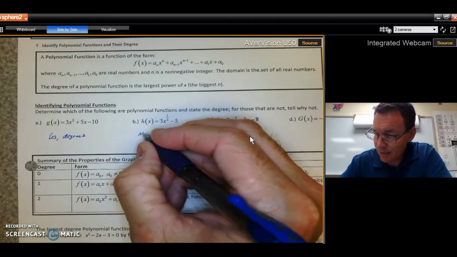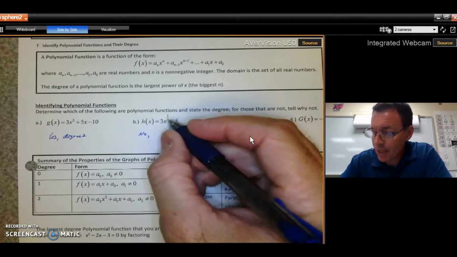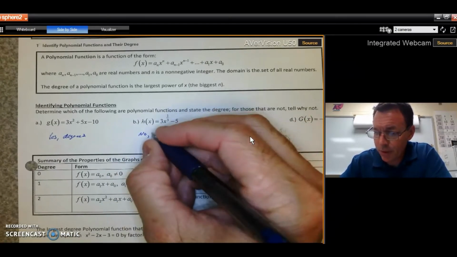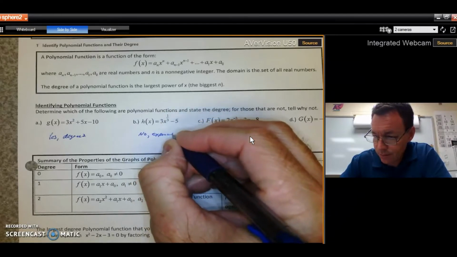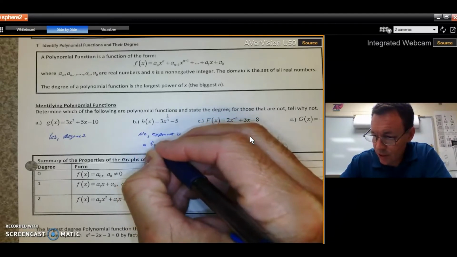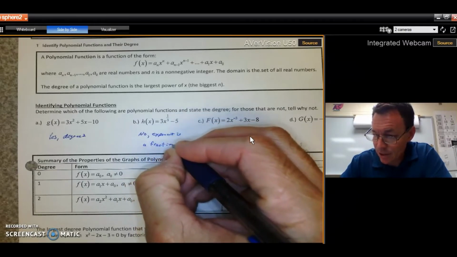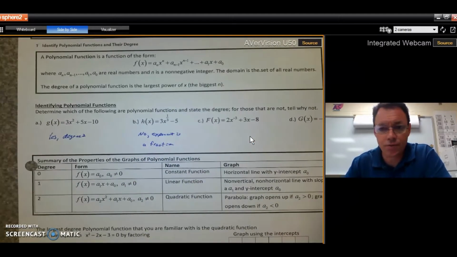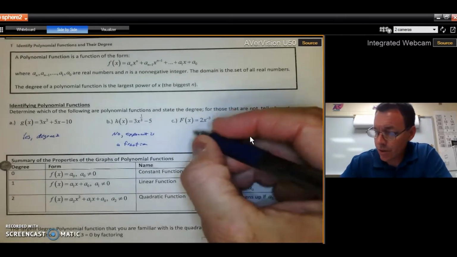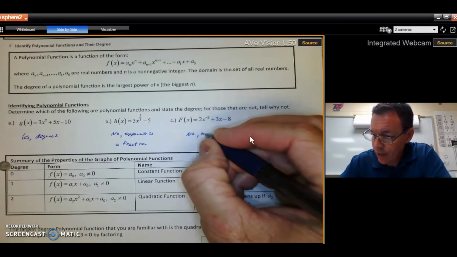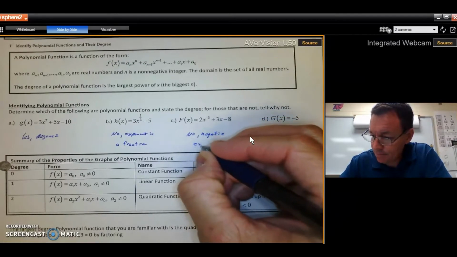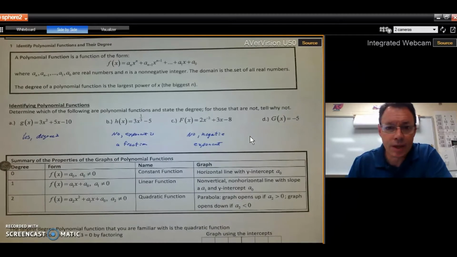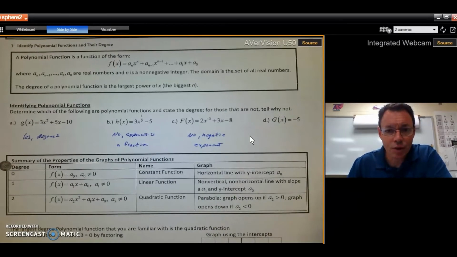This is not. No, because of this fractional or rational exponent. So you could just say exponent is a fraction or is not an integer. That's what the directions say, integers. There's no fractions. This one, also no. We have a negative exponent. So that one is not a polynomial either.